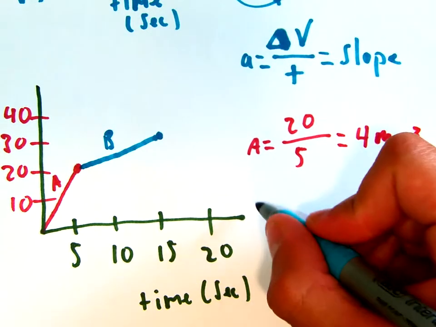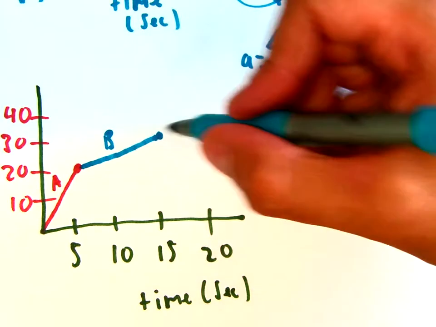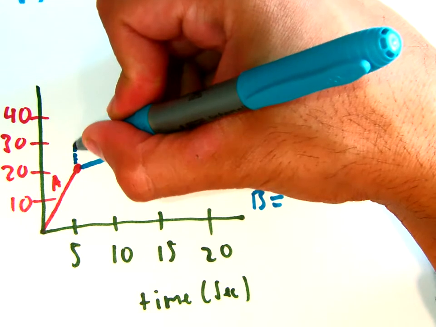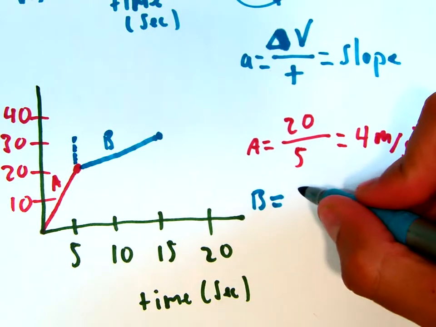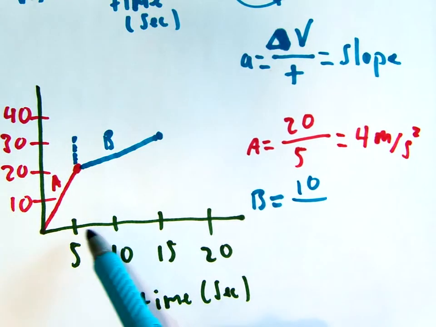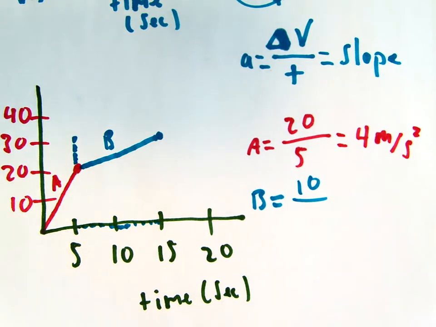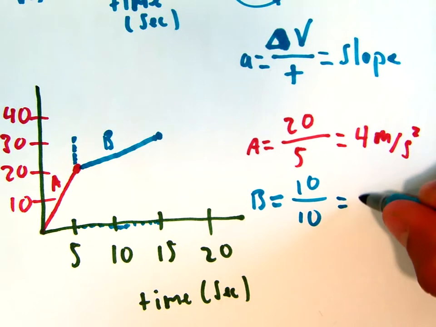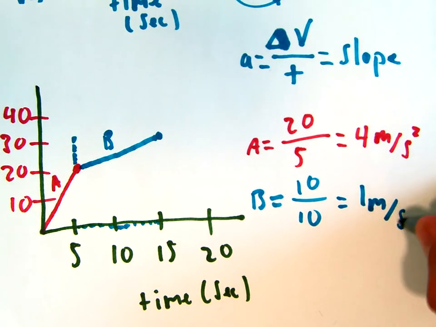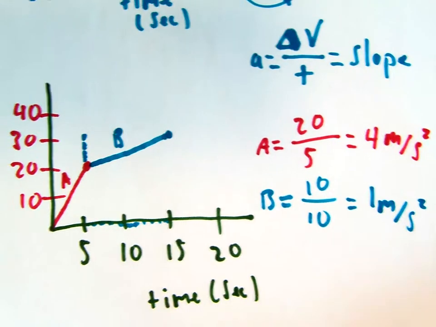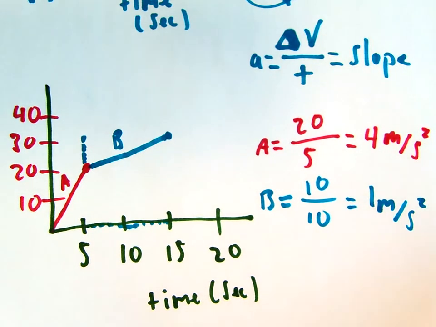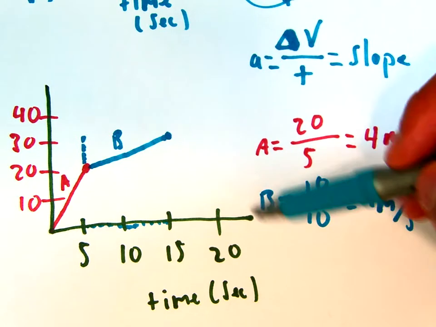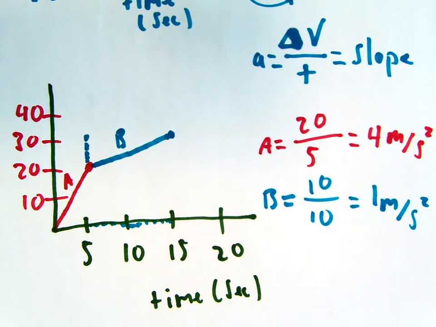But what about for B? Well, for B, I started at 20 and went up to 30. So that means I rose only 10. My run was, I started at 5, went up to 15, so I went 10. So it's 1 meter per second squared because it is acceleration. So that's how you calculate acceleration. It's just a slope. Same thing we've been doing, right? And if it was negative, if it was going down, it would be negative, which just means it would be slowing down, which we're going to go over next.